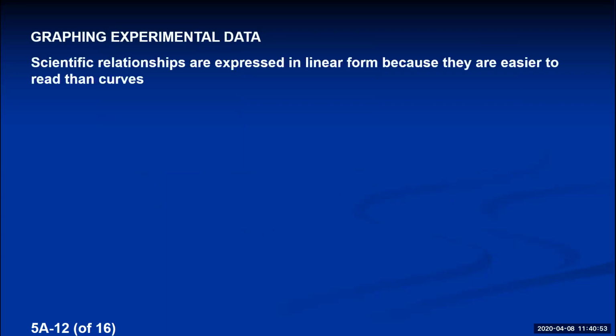Last thing I want to talk about today is graphing experimental data. Scientific relationships, if you ever publish them in papers, or if you're going to do projects in Bio 3A or 3B and make posters around the school, and you have to graph a numerical relationship, scientific papers and relationships are always expressed in linear form because they're easier to read than curves. There's less subjectivity in them. If the points of an experiment are supposed to be in a line, you can definitely tell if the data is good or bad, whether they lie in a line or not.